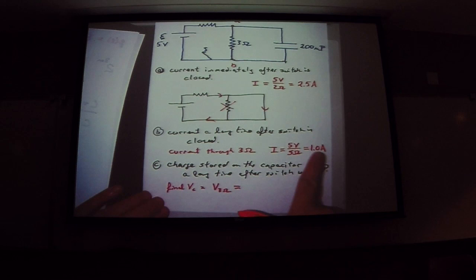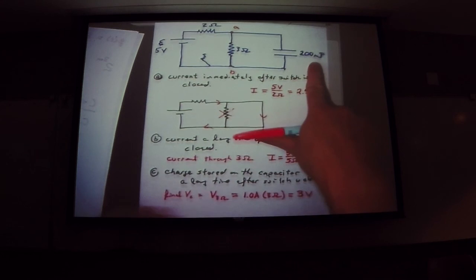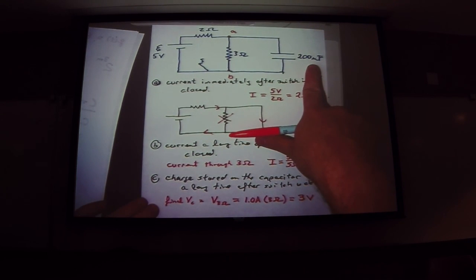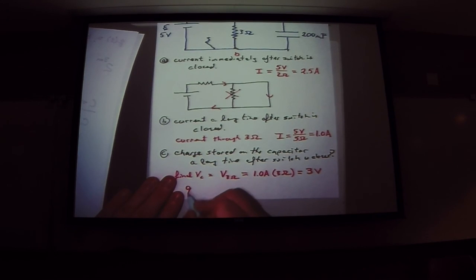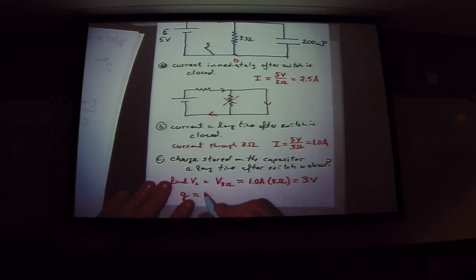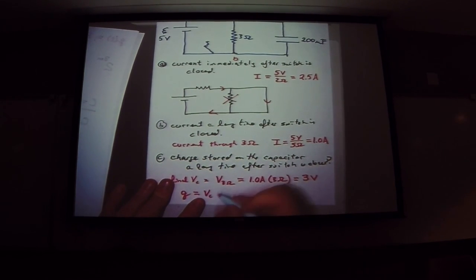Okay, so 1 amp multiplied by 3 ohms is equal to 3 volts. So now I know that there's 3 volts across this capacitor. Okay, and so let's find out what the charge on the capacitor is. The final charge on the capacitor is the voltage across the capacitor multiplied by the capacitance itself, 200 microfarads.